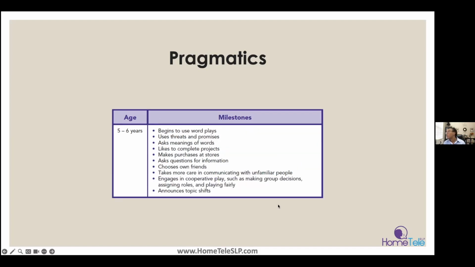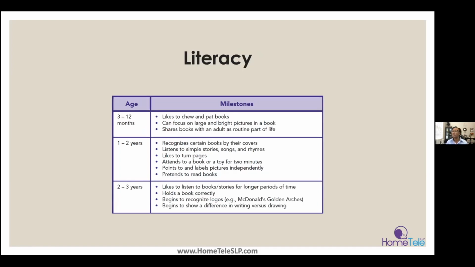All right, so pragmatics between 5 and 6, these are later developing, but children are starting to choose their own friends. They're asking meanings of words. They might be using threats or promises. And they're using topic shifts in their conversational speech.